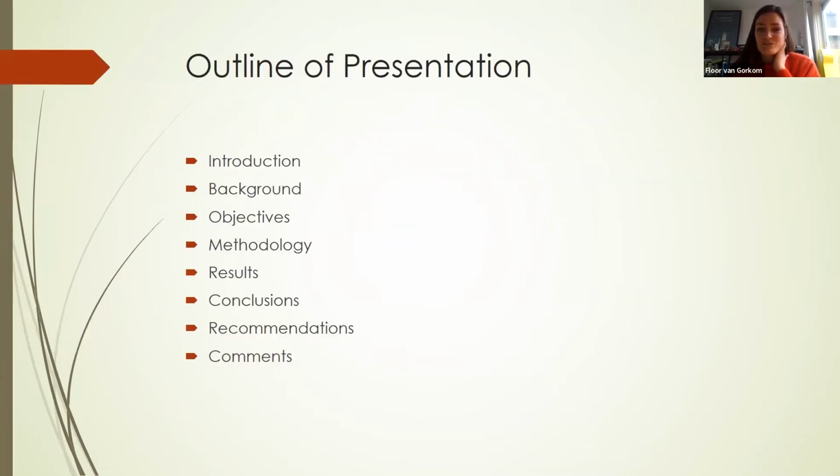The presentation will look into the structure of the thesis itself, with the introduction, background, objectives, the methodology, results, and of course, conclusions and recommendations. I'm also very much interested in hearing your comments and questions at the end, and hopefully that can lead to a fruitful discussion.